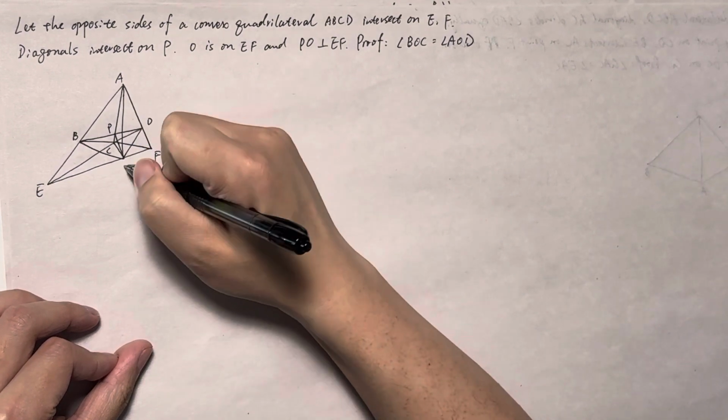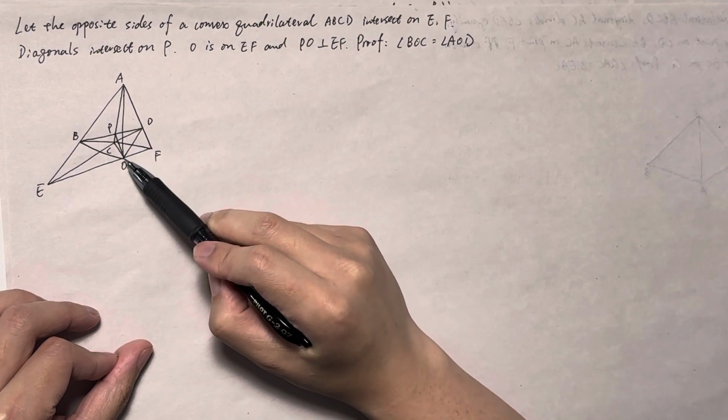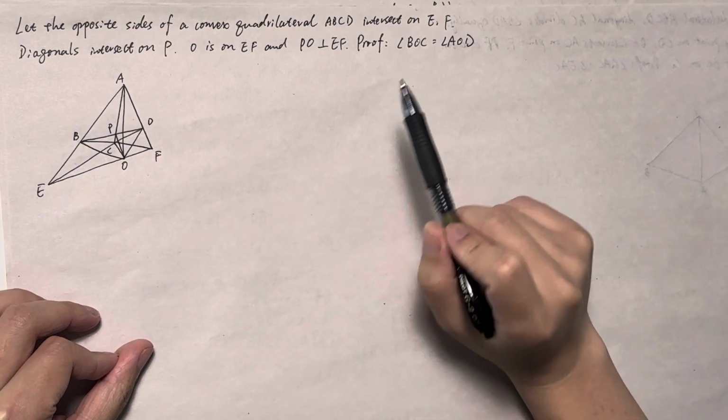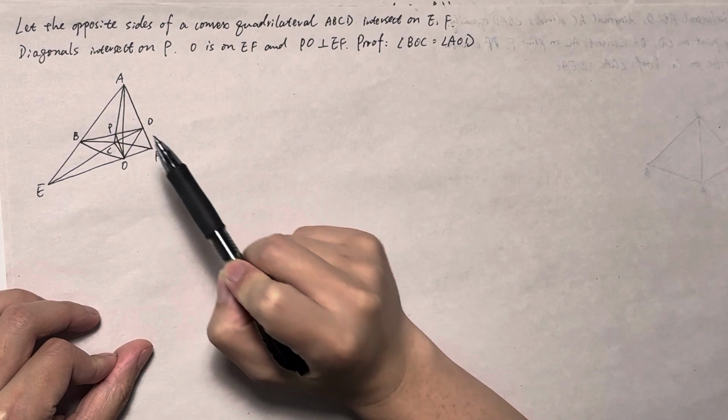O is on EF, and PO is perpendicular to EF. Prove: angle BOC equals angle AOD.